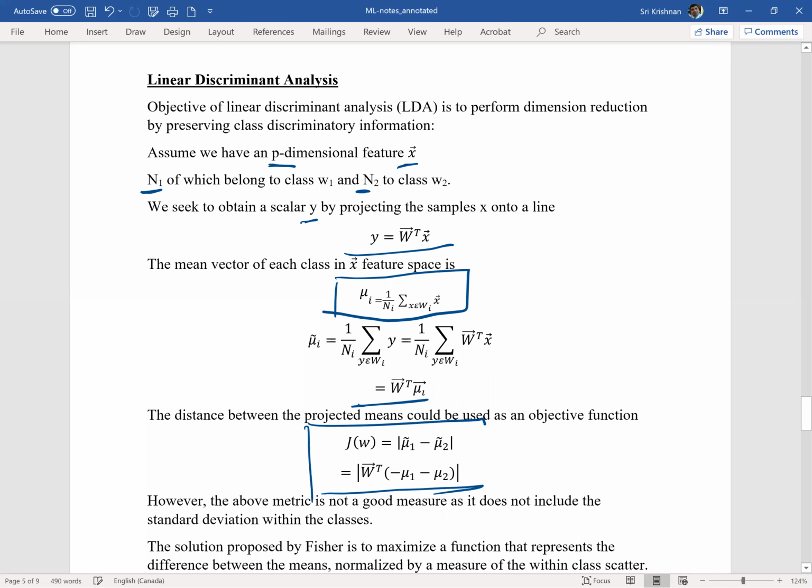In machine learning, we tend to use the words objective function or loss function interchangeably. It means mathematically we are working on that objective or loss function, and we are applying an optimization technique to make it smaller or more efficient. So here the objective function is J of w, which is basically the difference of the two means.